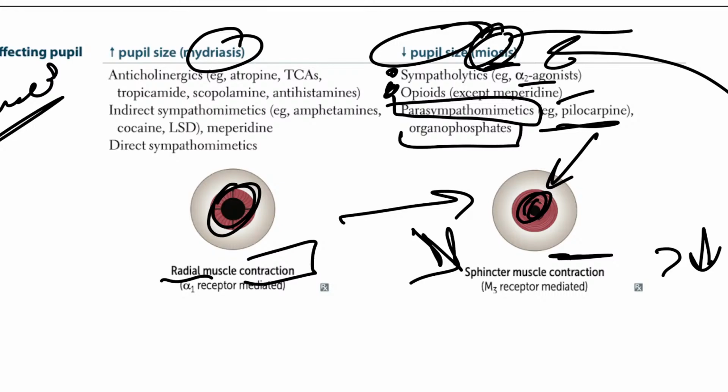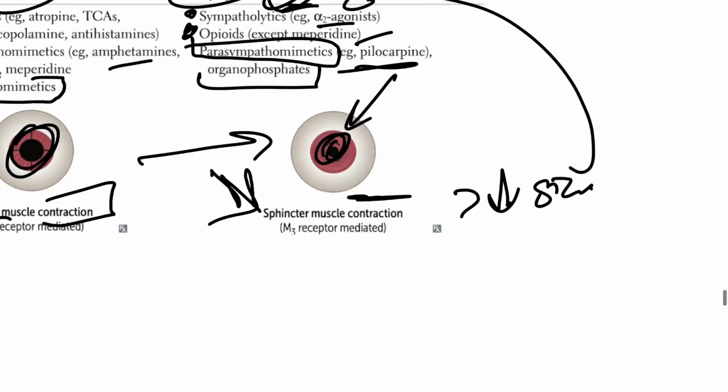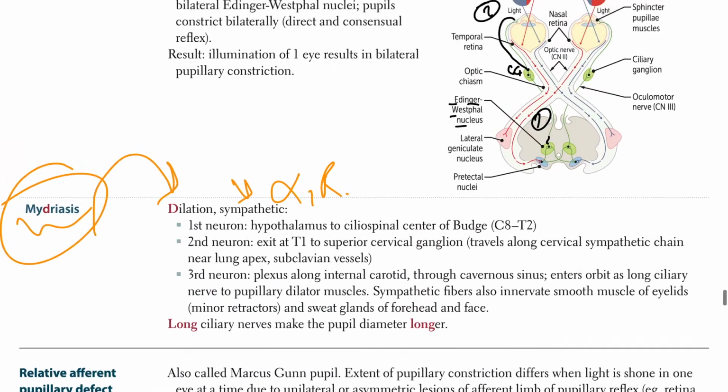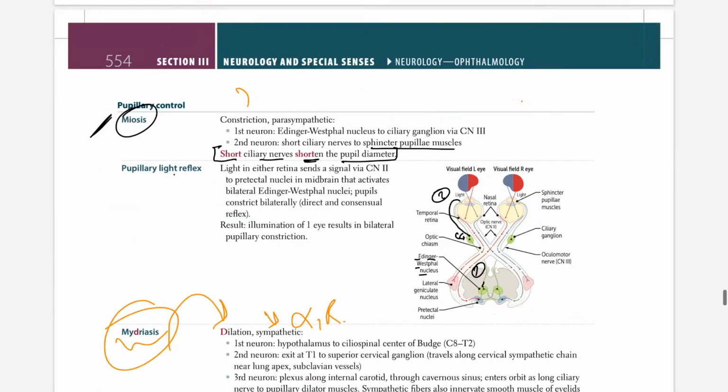Normally, you need a direct sympathomimetic to cause it, but other drugs are anticholinergics and indirect sympathomimetics like amphetamines, LSD, meperidine, all of that. Let's get back to our basics that we were talking about, and that is this part.